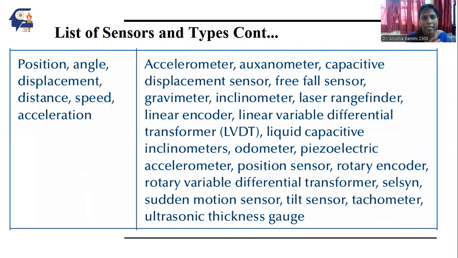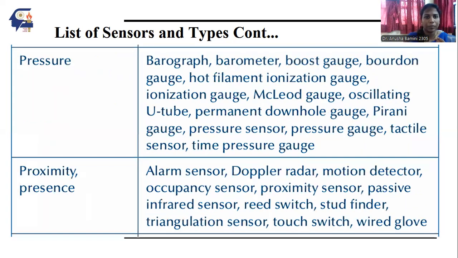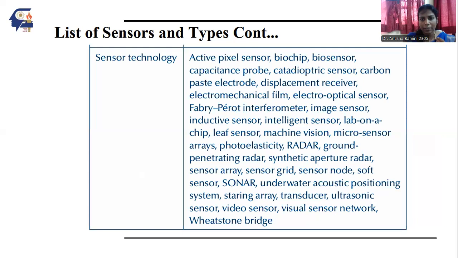Then position, angle, displacement, as well as speed and acceleration. For this, the capacitive free fall sensor, linear variable differential sensor, odometer, then position sensor. Okay. Then, for pressure and proximity presence, barograph, then Doppler radar, then these are some sensor technologies. We can use the intelligence sensor, image sensor, okay, various kinds of sensors for underwater acoustic detection and pressure detection, in any kind of environment as well as projects.